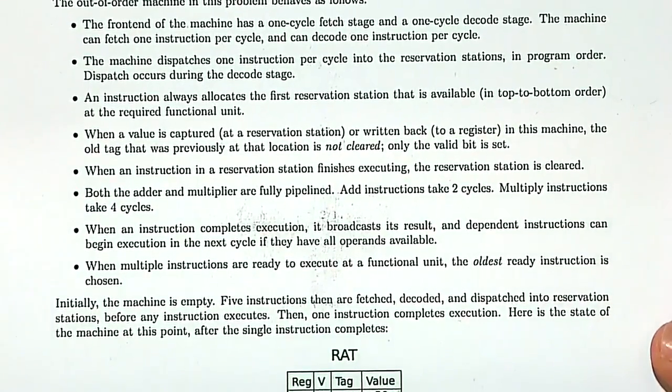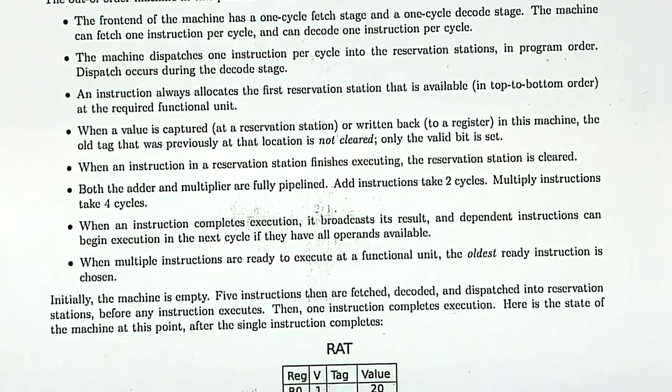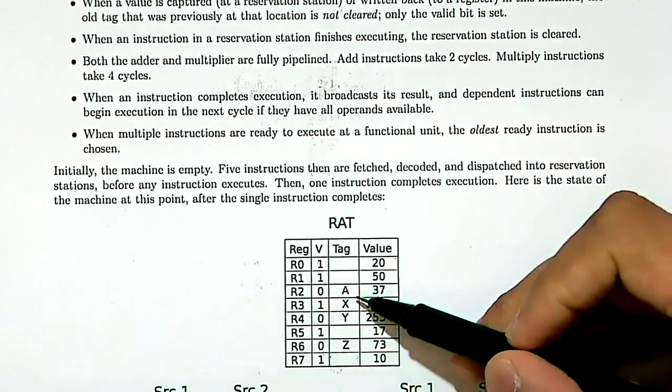Then when a value is in the reservation station or it's being written back to the register file on the machine, the old tag that is in the register alias table is not cleared.